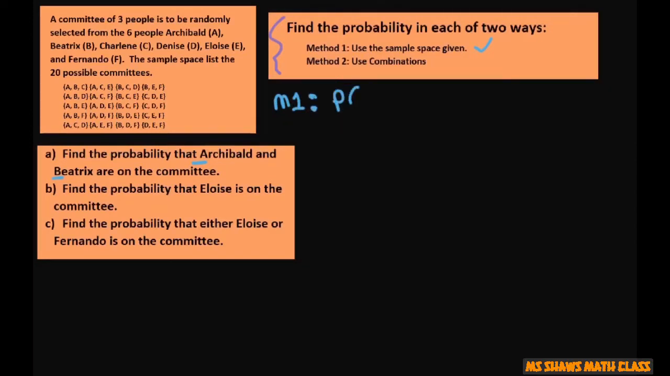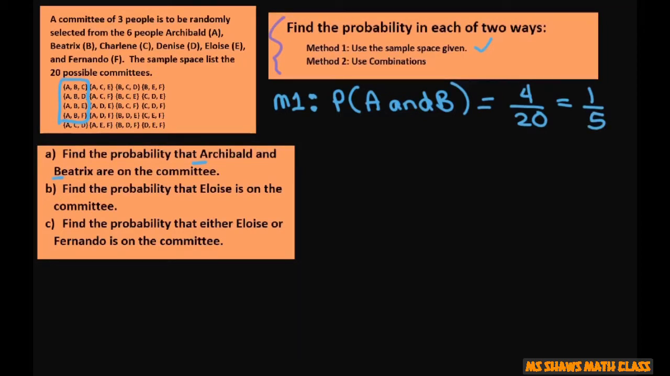It's the probability of A and B. Just looking at that, the ones with A and B are these first 4 in the column here. So that's 4, and we have a total of 20. And that reduces to 1/5.